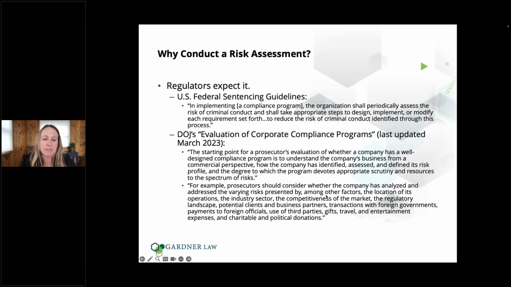Among the things that they talk about companies should be considering are location, industry, competitiveness of the market, regulatory landscape, potential clients and business partners, transactions with foreign governments, obviously payments to foreign officials, use of third parties, gifts, travel, and entertainment, charitable and political donations. They go into way more detail in terms of what different things should impact what the company's risk assessment looks like and what their compliance program looks like as a result of those risks.